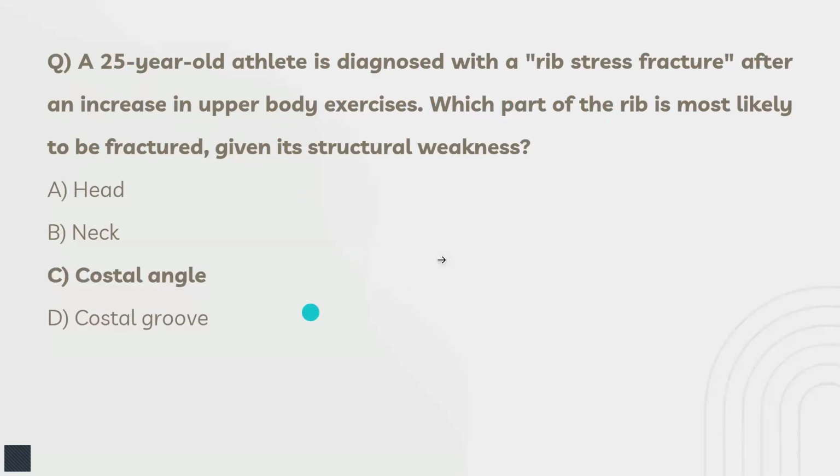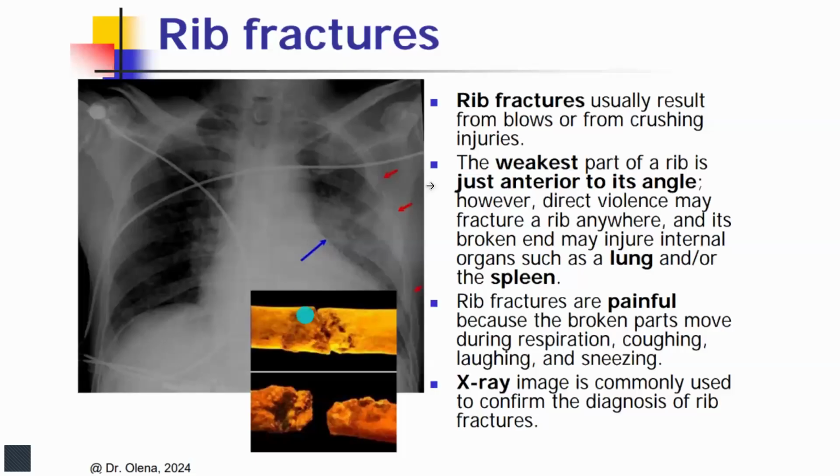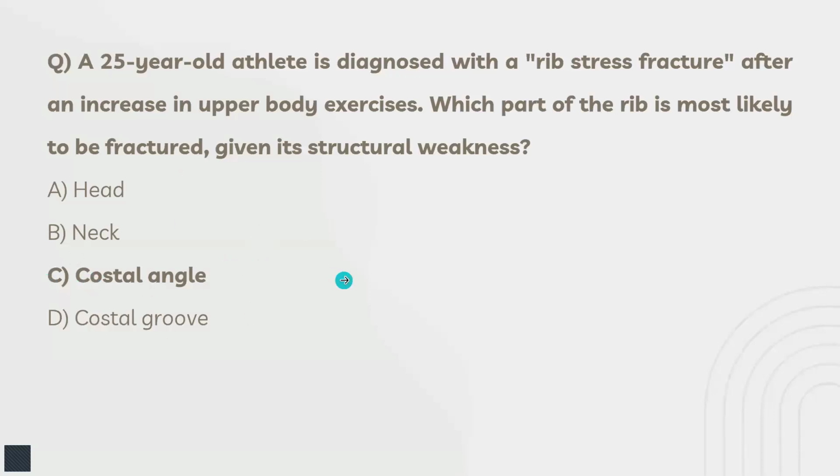The answer is C. Okay. You learned this in lab as well. Oh wait, I don't have a diagram. Okay. Anyways, the costal angle is the weakest part of the rib. Why is that? It's because the costal angle is not protected by fat or muscles the same way the rest of the rib is, okay? So when there's damage to the costal angle, it typically leads to a fracture because in this area you have no muscle or fat protecting it or cushioning it. So the costal angle is the weakest part of the rib.